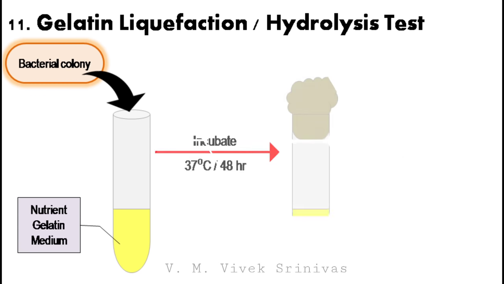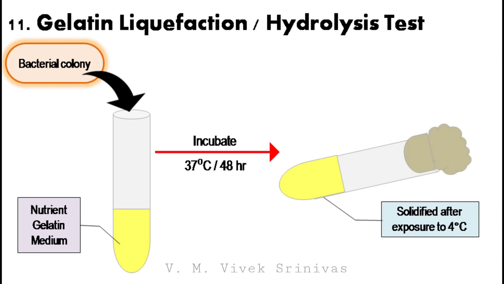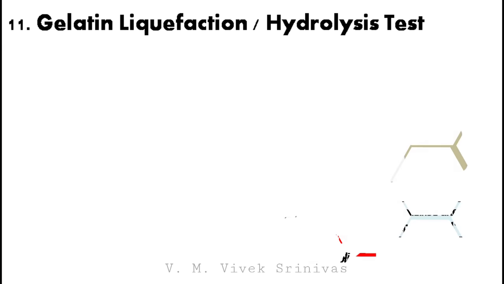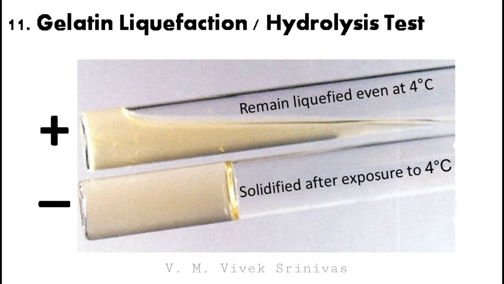In contrast, following incubation, if the medium remains solidified at 4 degrees Celsius, it indicates the test is negative because the gelatin is not hydrolyzed by the bacteria. For example, the E. coli bacterial organism is negative for the gelatin liquefaction test. This is the procedure for the gelatin liquefaction test. This is the photograph showing the positive and negative test results of the gelatin liquefaction test.